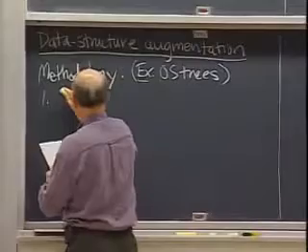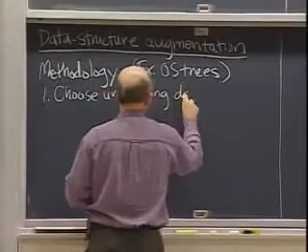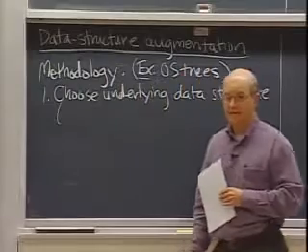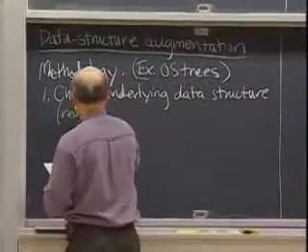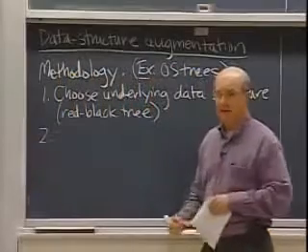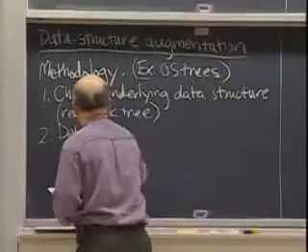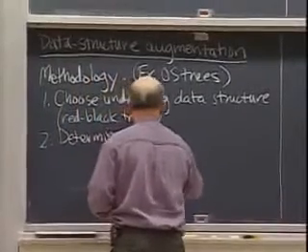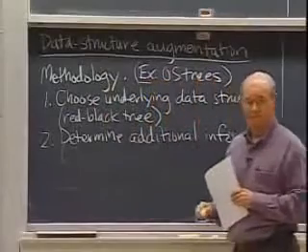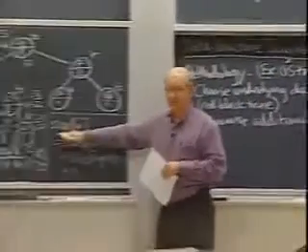So it's 4 steps. The first is we choose an underlying data structure, which in the case of order statistics trees was what? Red-black tree. The second thing we do is figure out what additional information we wish to maintain in that data structure, which in this case is the subtree sizes. Subtree sizes is what we keep for this one.